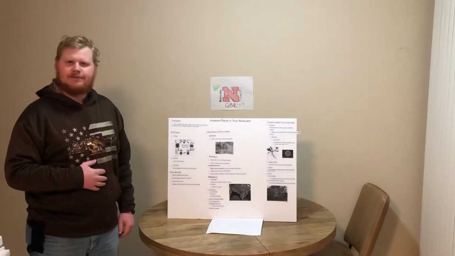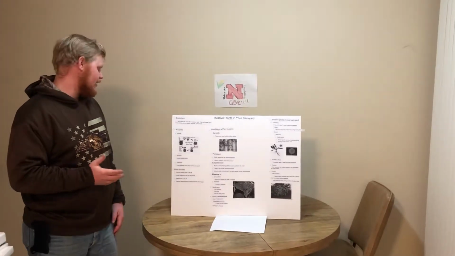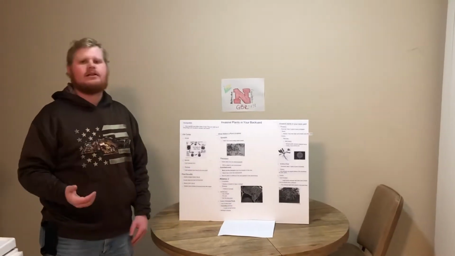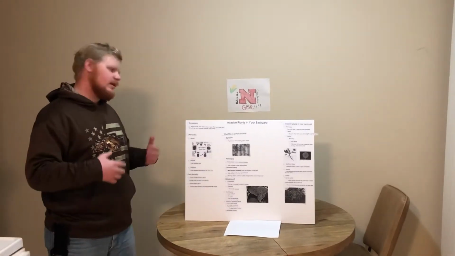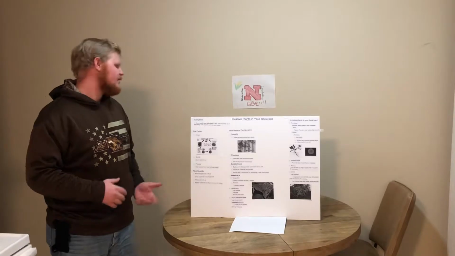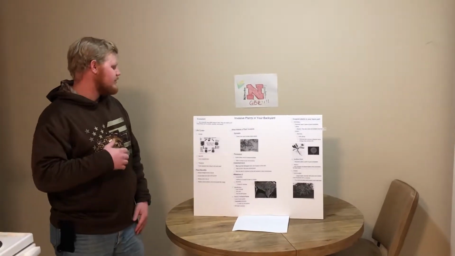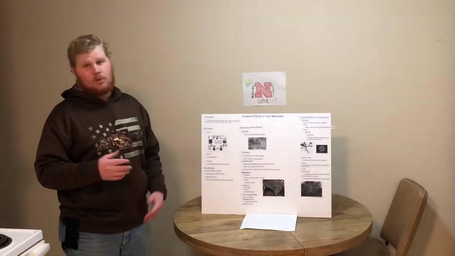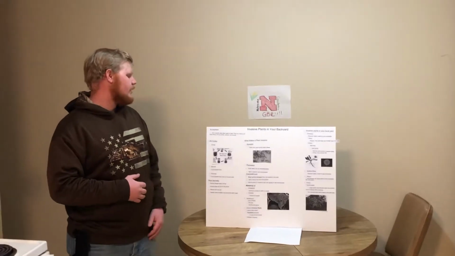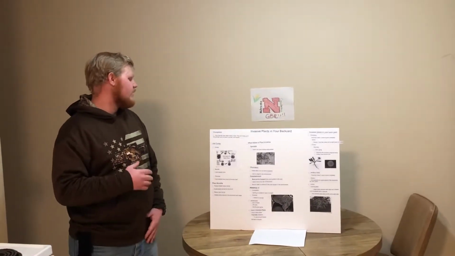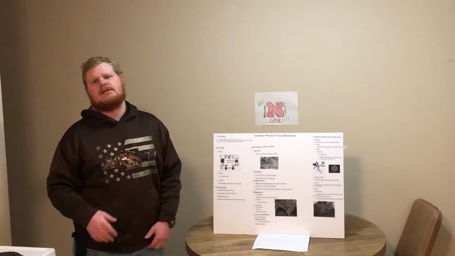So today I'm going to be covering invasive plants in your own backyard. And one of the things that I'd like to do is start by saying what an ecosystem is. An ecosystem is defined as a specific area that's either water or land, and they are made up of living things such as plants, animals, and insects.